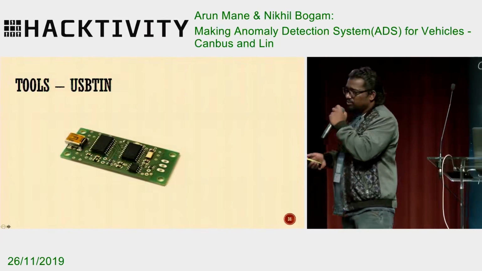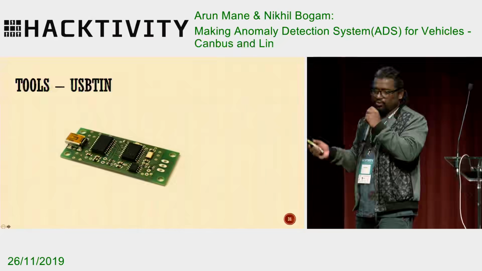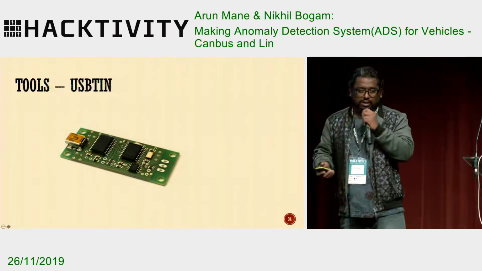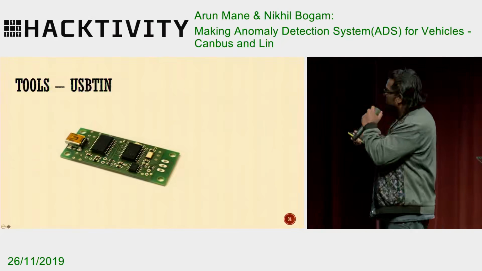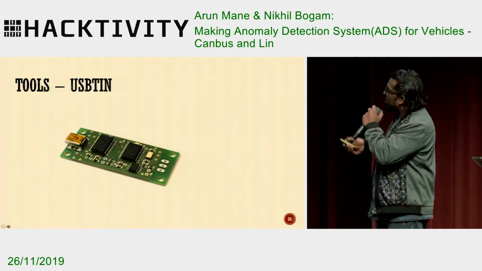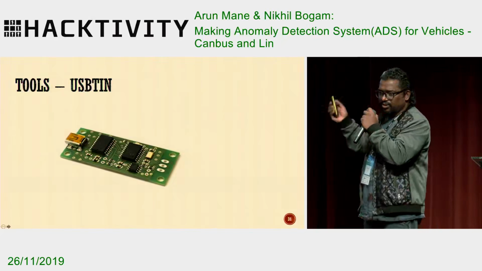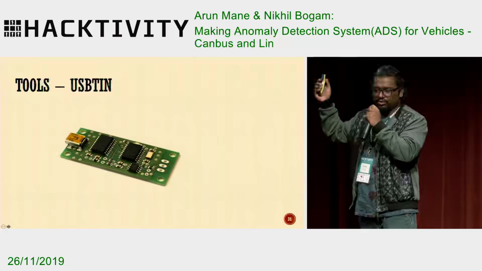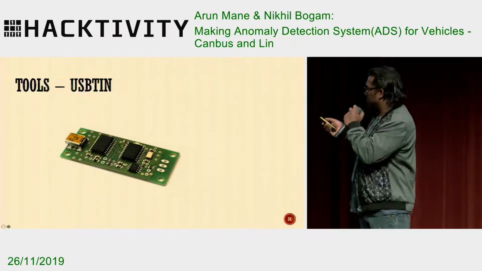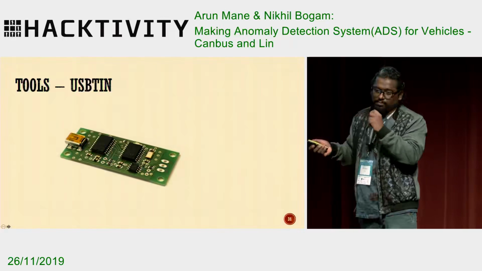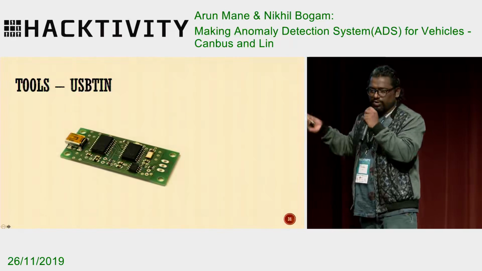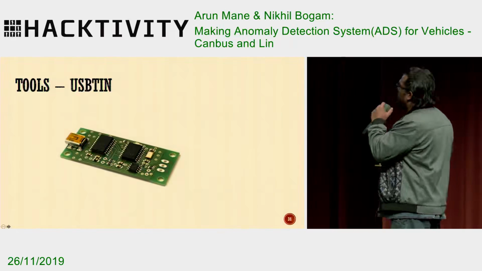So you can use the USB tin. USB tin costs around 35 euros. You can search for USB tin and you will see the sketch. You can print those PCB boards and buy the chipsets. These chipsets are from Microchip, and you can solder them and start working on the CAN bus as well.